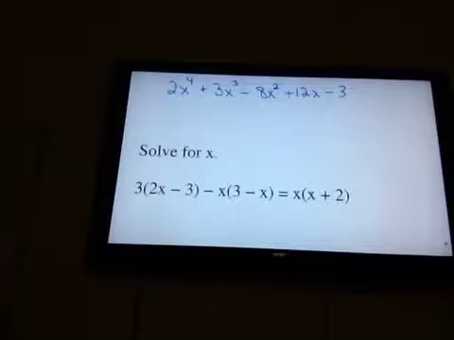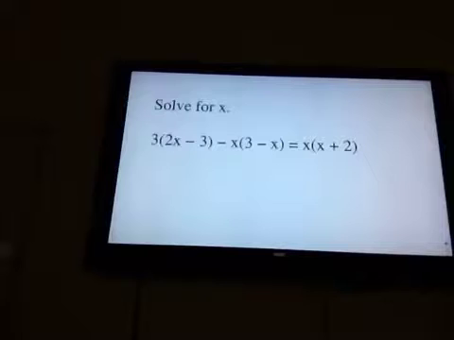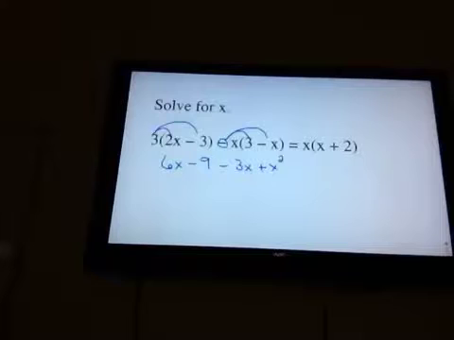Okay, and my last question, applying this distributive property with exponents and solving. So we have 3 sets of distribution here. 3 times 2, 6x. 3 times minus 3, minus 9. Use this minus sign. Minus x times 3 is minus 3x. Minus x times minus x is positive x squared. Equals x times x is x squared, and x times 2 is 2x.